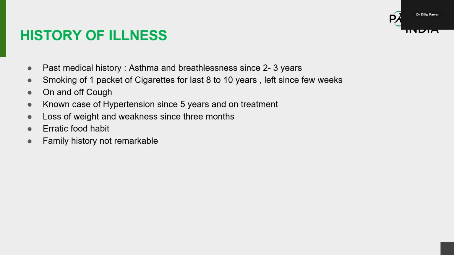He has hypertension since the last 5 years and is on treatment. And this weight loss and weakness was there for 3 months, which we just saw. What was more important about his lifestyle? He has erratic food habits, and there is no family history, which is remarkable.